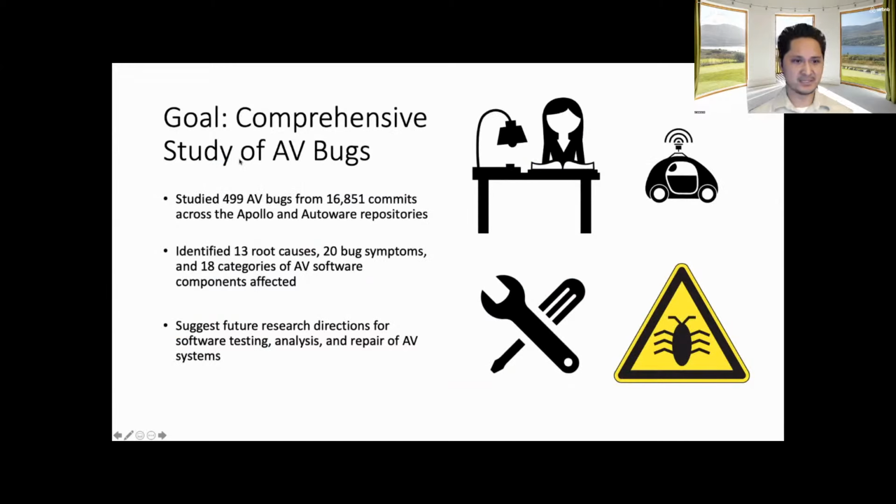So our goal has been to comprehensively study these AV bugs by looking into the repositories of Apollo and Autoware. We studied over 16,800 commits. And as a result, we looked at nearly 500 AV bugs. We classified those bugs into 13 root causes, 20 symptoms of those bugs, and 18 different categories of components that may be affected by those different bugs. And based on that classification, we suggest future research directions in the area of autonomous vehicle software systems.